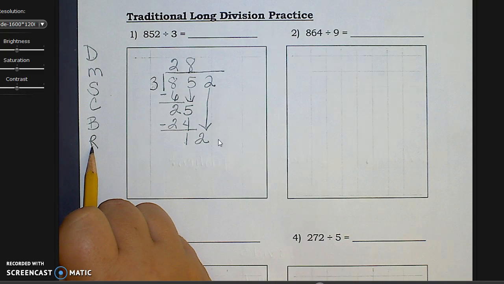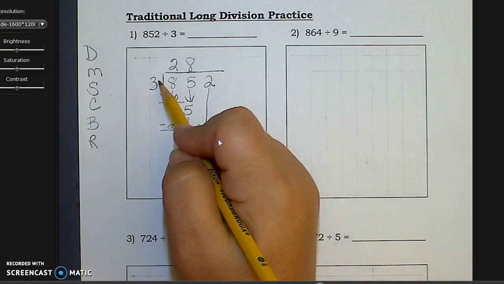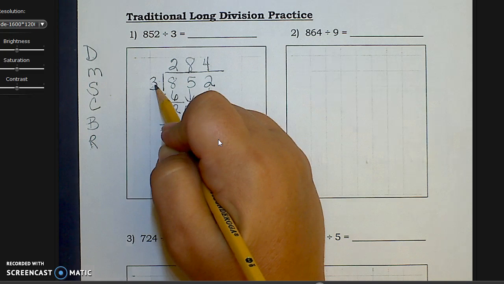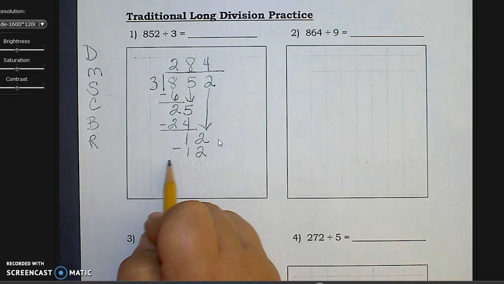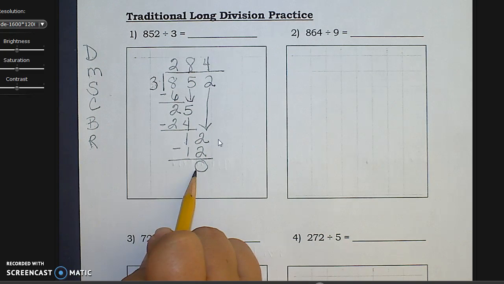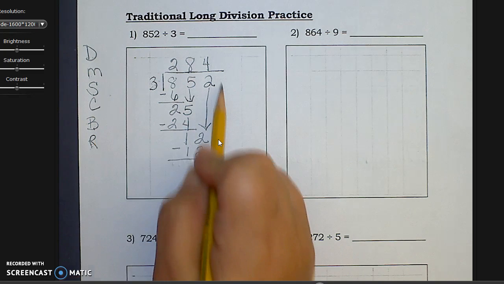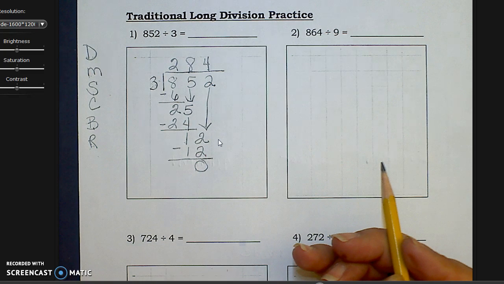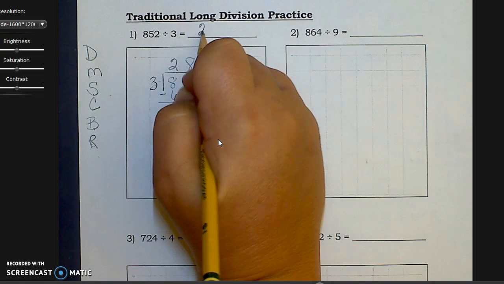It cannot be a remainder, so that means I must repeat. I go back to the beginning. D for divide. How many 3's go into 12? 4. 4 times 3, I multiply. 12. S stands for subtract. 12 minus 12 is 0. I check it. Is 0 less than 3? It is. Good. Do I have anything left to bring down? I do not. So that means I have a remainder of 0, which most people don't write. So the quotient for this problem, 852 divided by 3, is 284.